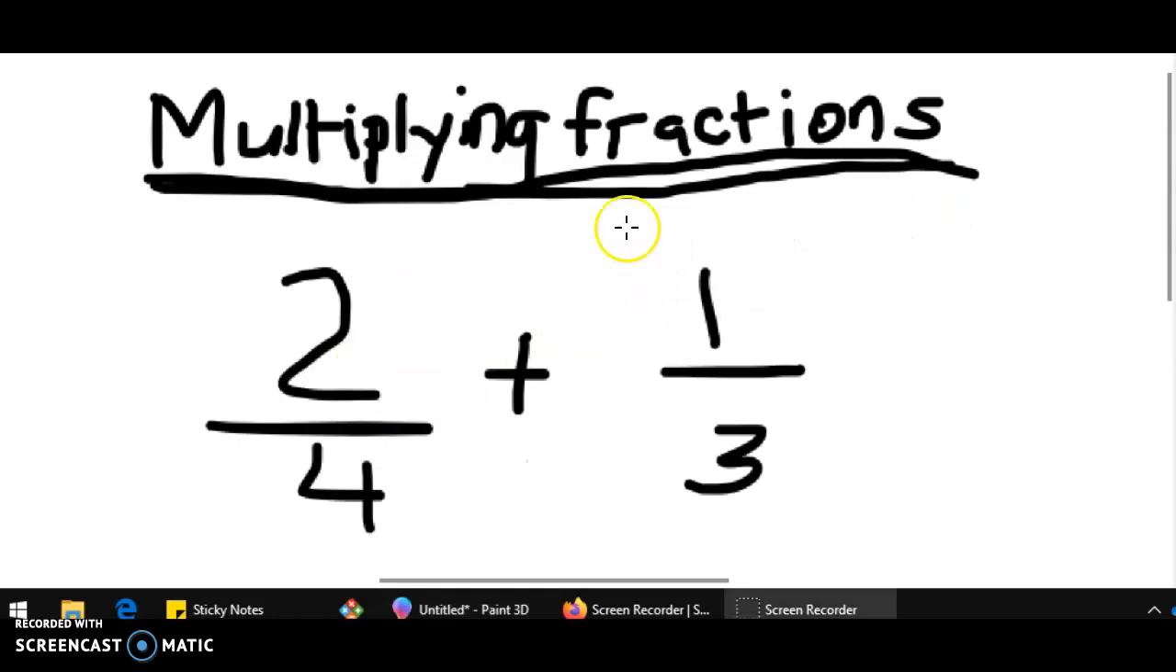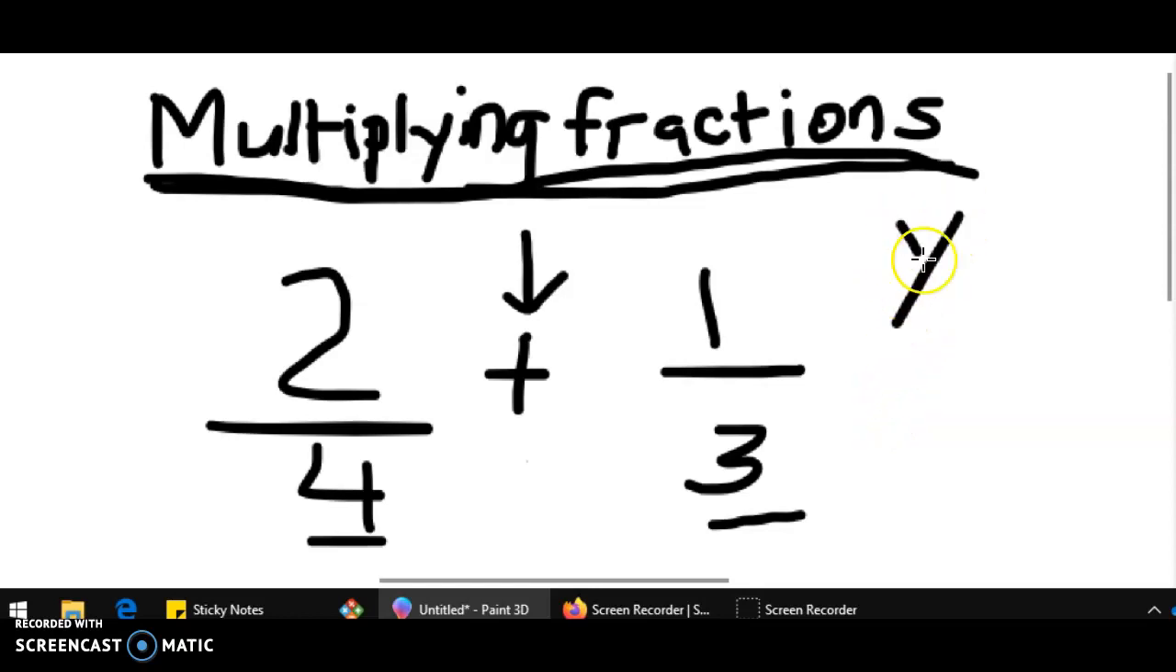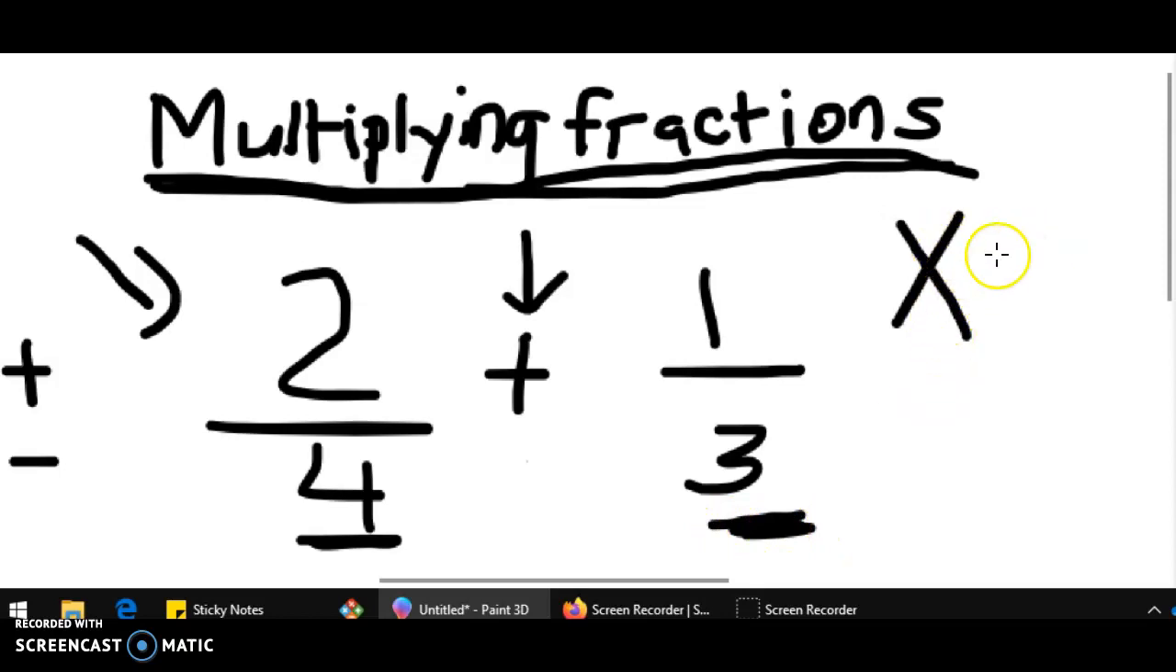Okay, remember when we add fractions, the denominator has to be the same. Correct? But when we multiply fractions, the denominator does not have to be the same. This is one rule that I need you to take note of. Only in adding and subtracting fractions, the denominator must be the same. But when we multiply, in later examples, I will show you that the denominator does not need to be the same.